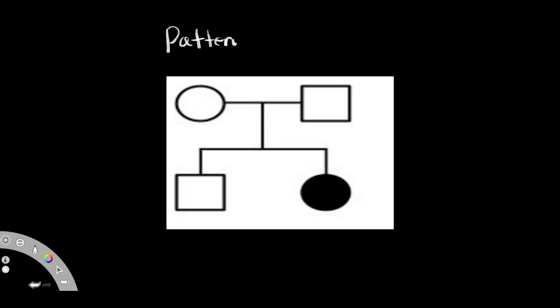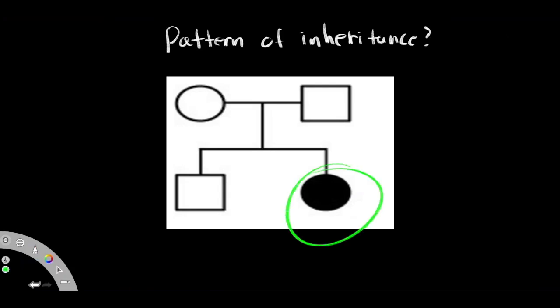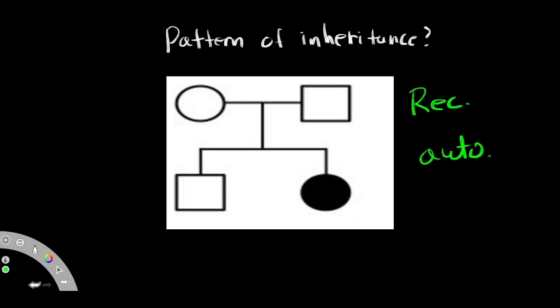Pattern of inheritance. Give it a shot. Pause the video, try it yourself. All affected individuals have an affected parent. Nope, that's not true. It's not dominant, so this has to be recessive. Is it mostly males or mostly females? As you can see, it's 50-50. So it's likely going to be autosomal. However, because the sample size here is very small, let's see if it actually works out if we categorize this as recessive autosomal. If it doesn't work out, then this is wrong, and this is probably going to be X-linked.